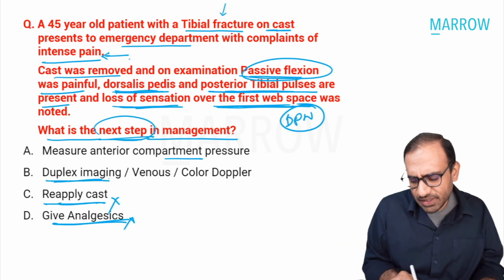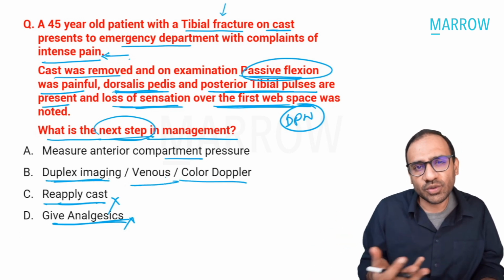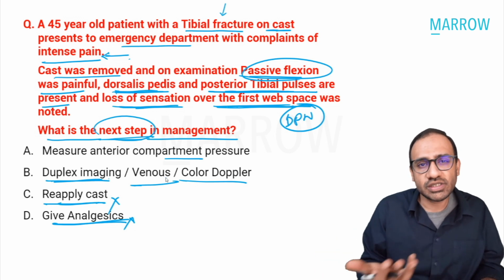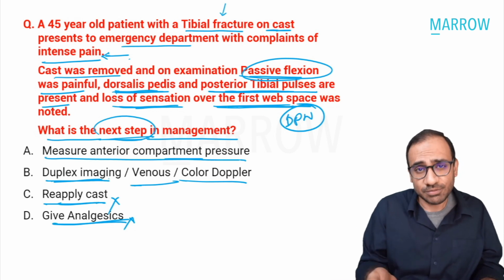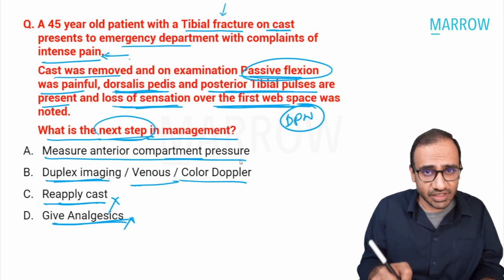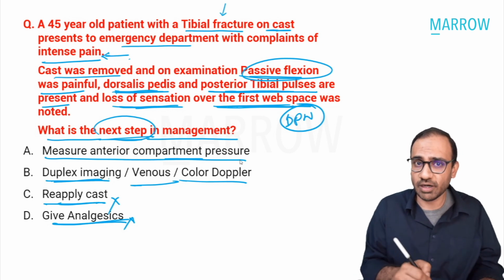Third, get a duplex imaging done, color Doppler or venous. Why would you want to do that? It is again going to show you if the flow is there or not, but we don't care. Pulse is not important, right? Pulse is not important. Measure the anterior compartment pressure. Absolutely, that is the investigation of choice. That's what you do to diagnose compartment syndrome.